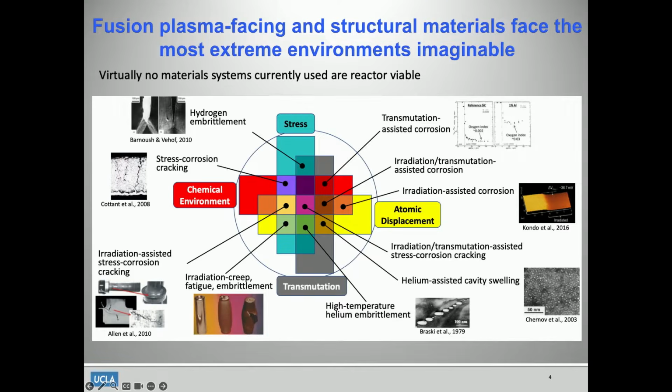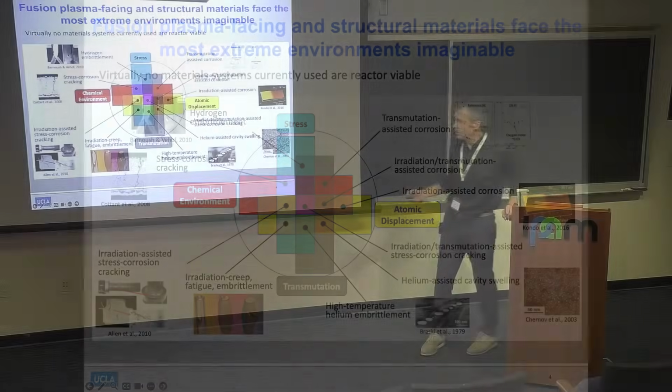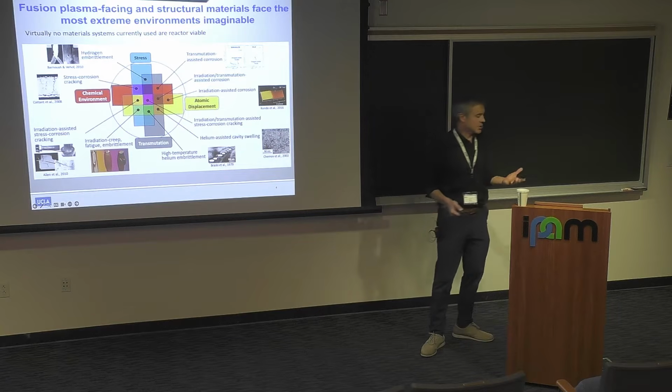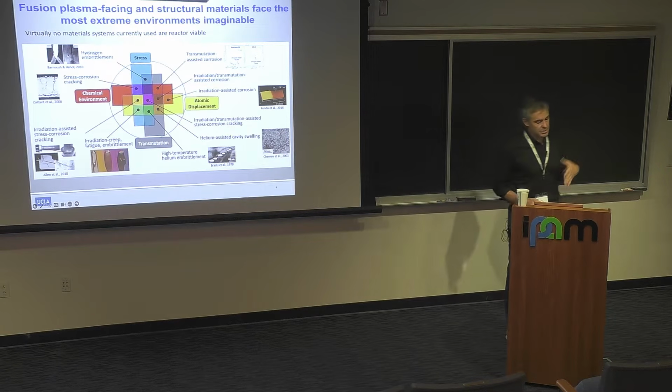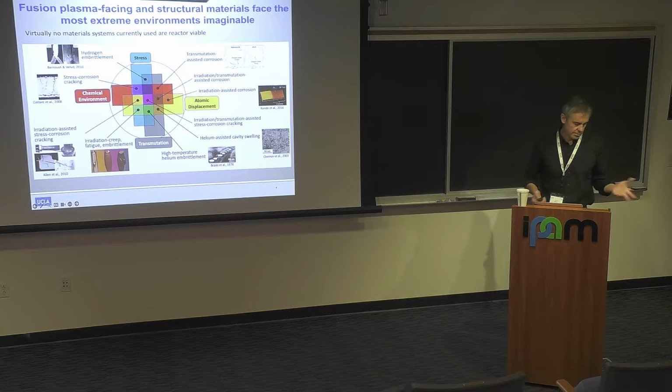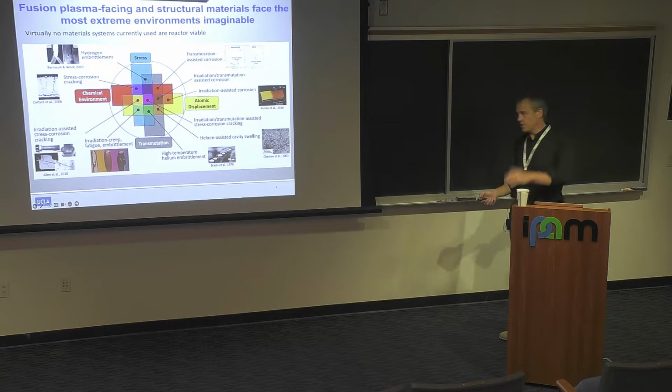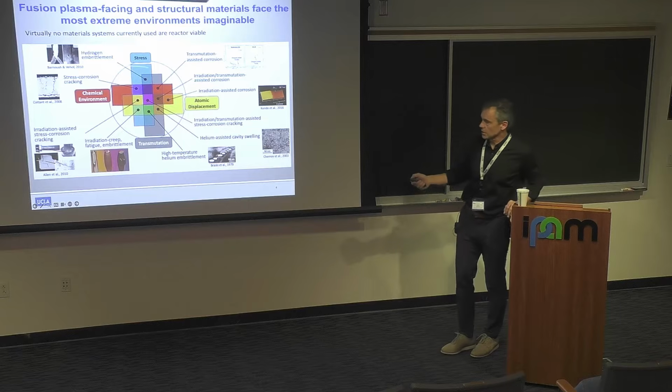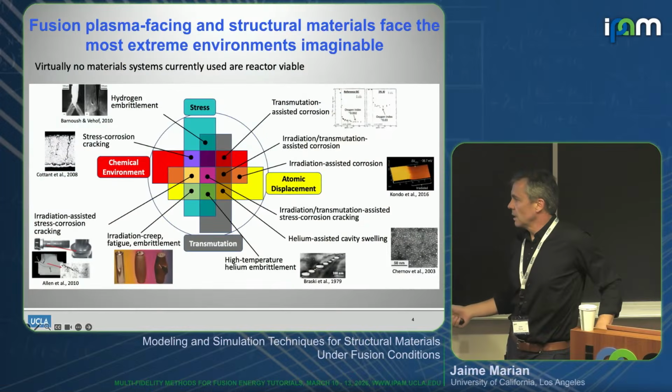Chemical environment, it's coming from all sides. If you're in contact with a blanket, and that blanket is a liquid blanket design or concept design, you're going to have highly corrosive molten salts in there. You have chemical issues associated with discharges of ions, namely hydrogen isotopes coming from the inside of the chamber. All kinds of things going on.